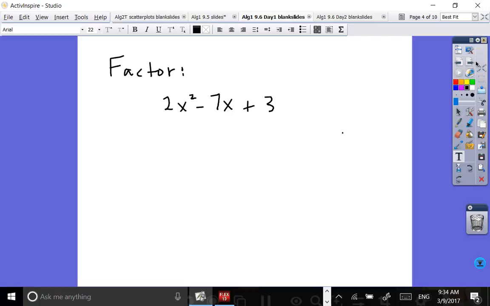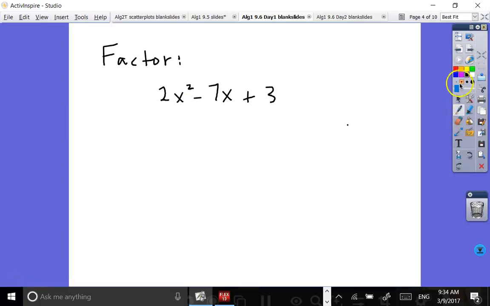Okay. So when we factor this, we know that we're going to end up with one set of parentheses and another set of parentheses. It will be a binomial times a binomial in the end. We know that when we multiply the first terms, we're going to get 2x squared. And when we multiply the last terms, we're going to get 3.